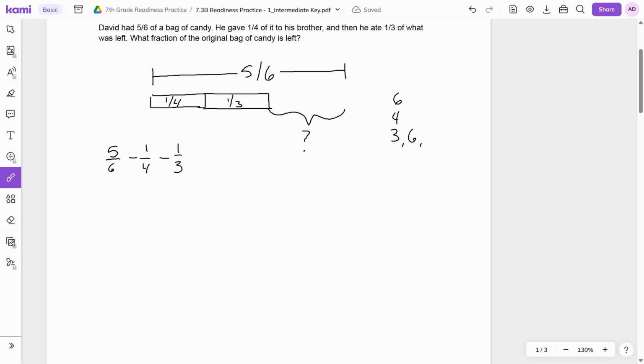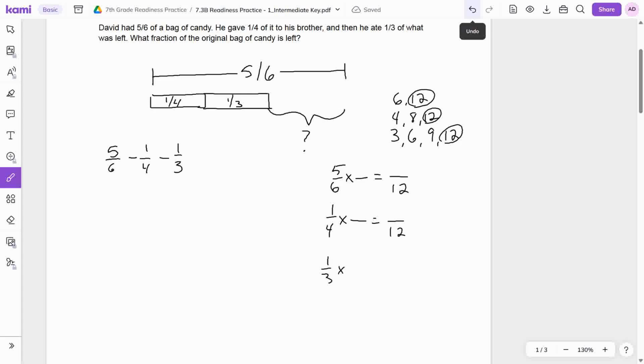And I need to find multiples of those that are going to work. So 3 would go into 6, but 4 doesn't, so that's not going to help me. But I get to 12. And I'm thinking, you know what? That is going to work for me. Look at this. 12 is on all three lists. So let's make some equivalent fractions. So 5/6 times something is going to equal 12ths. Let's do 1/4 times something is going to equal 12ths. And then 1/3 times something is going to equal 12ths.